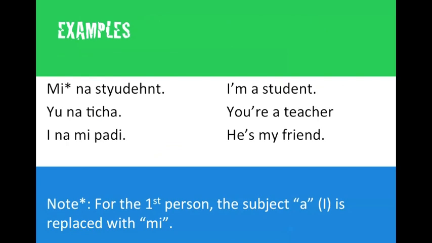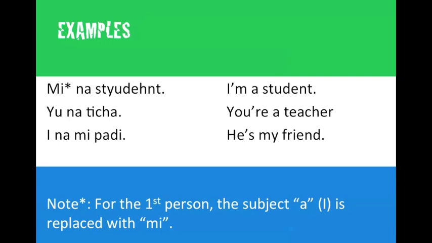First sentence is I'm a student. So we have our subject a, which is I, but this is actually going to change whenever we're using this form. For the first person, the subject a is going to change to become mi. So, mi na student, I'm a student. Next we have the sentence you're a teacher. You na teacher. And next we have the sentence he's my friend. E na mi padi. Pretty simple, right?